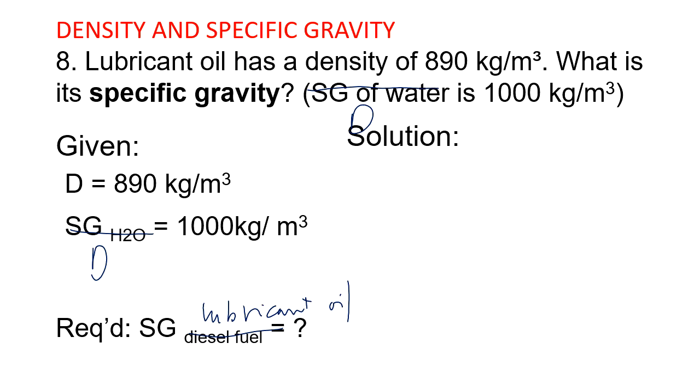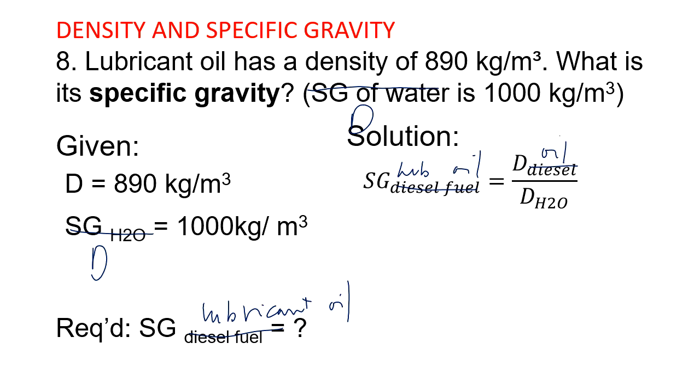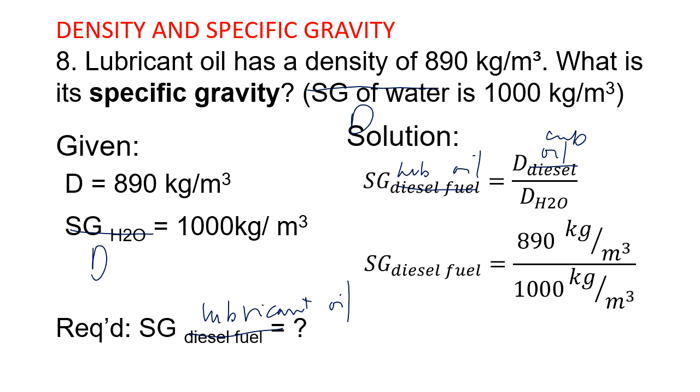To find the specific gravity of lubricant oil, we will divide the density of the lubricant oil by the density of water. That is 890 kilograms per meter cube divided by 1,000. So we get specific gravity, which is 0.89. Again, remember, specific gravity has no unit of measure.